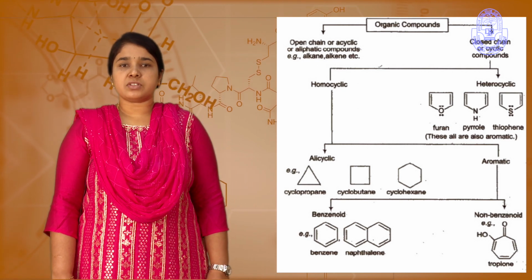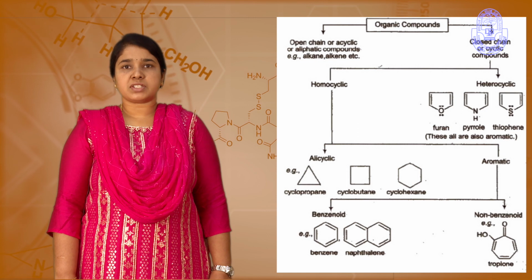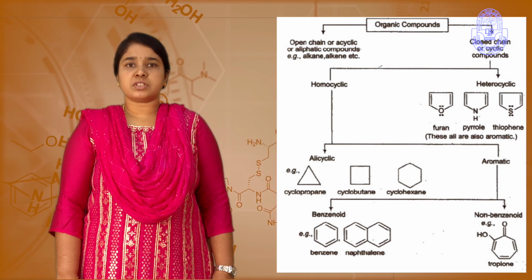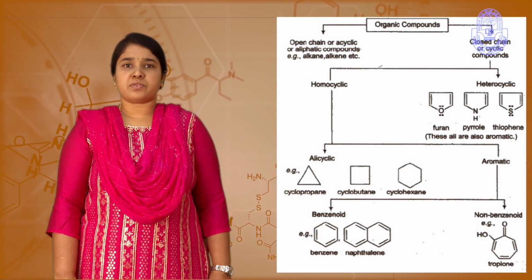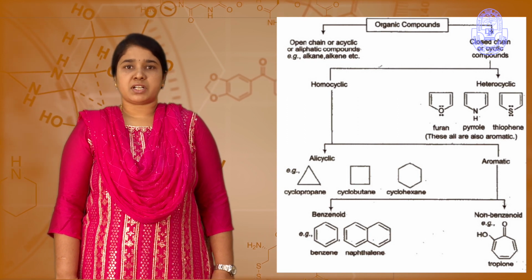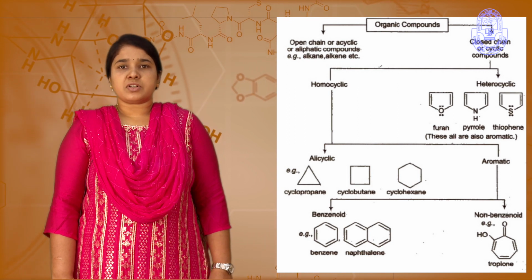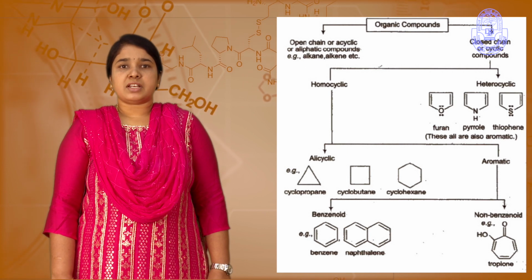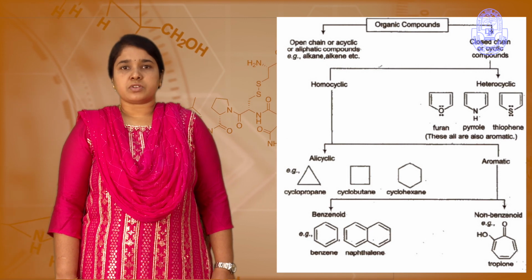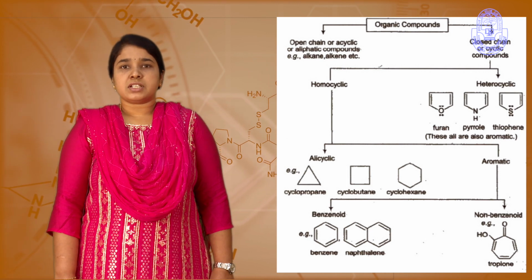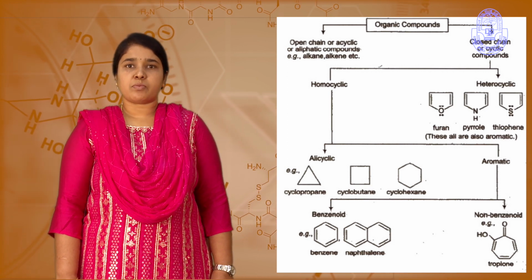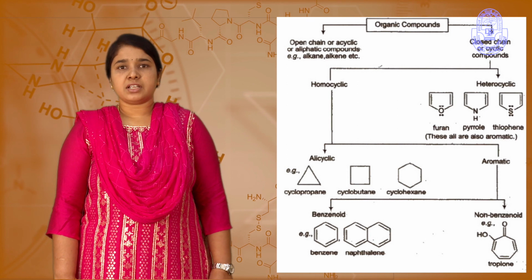These cyclic compounds are again classified into homocyclic compounds and heterocyclic compounds. Coming to the homocyclic compounds, these are again classified into 2 types. One is alicyclic compounds, another one is aromatic compounds. These aromatic compounds are again classified into 2 types. One is benzenoid compounds and second one is non-benzenoid compounds. Coming to the heterocyclic compounds, these are again classified into two types. One is alicyclic compounds and second one is aromatic compounds.